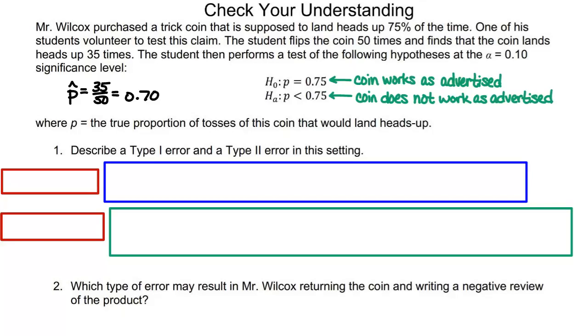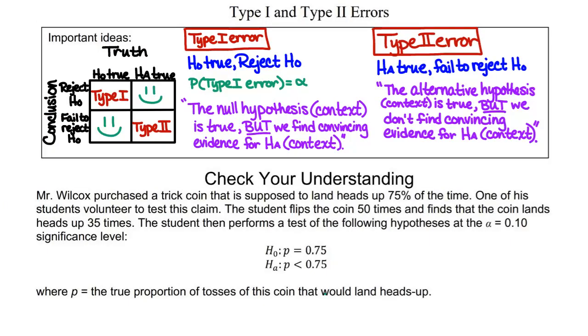So I'm going to come back to this screen real quick, because I want to look at this two-way table. A type 1 error, the Ho is true. What was the Ho again? Coin works as advertised. It's heads up 75% of the time. But we rejected it.